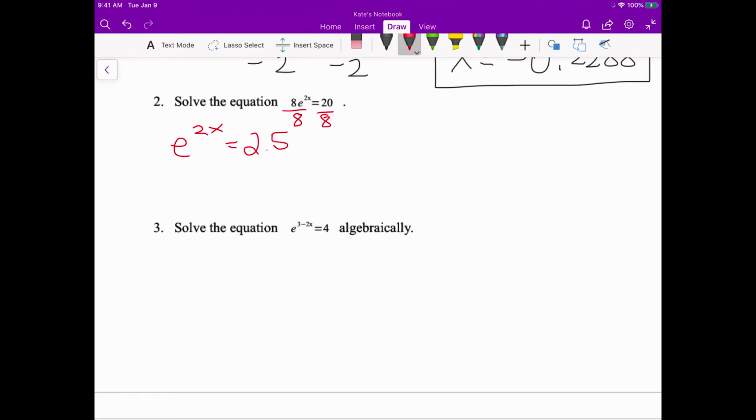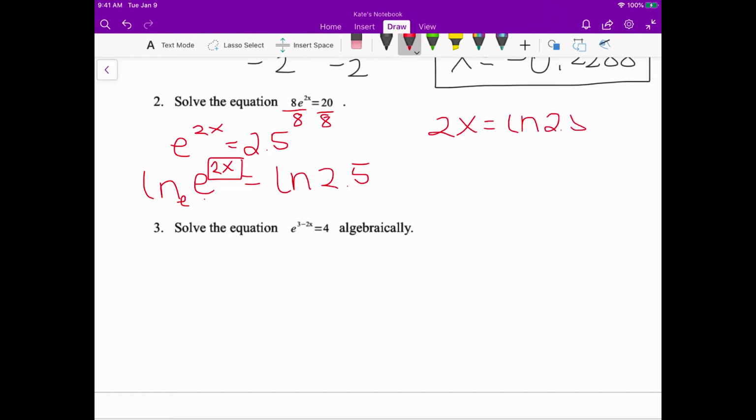Then I see that my exponential base is e. Well, that means we need to use a log base e, and log base e is natural log. So I'm going to apply a natural log to both sides of the equation. So I end up with ln of e to the 2x equals ln of 2.5. Now again, natural log has a base of e, and when my log base and my exponential base are the same, it equals my exponent. So this side simplifies down to just 2x equals the natural log of 2.5.